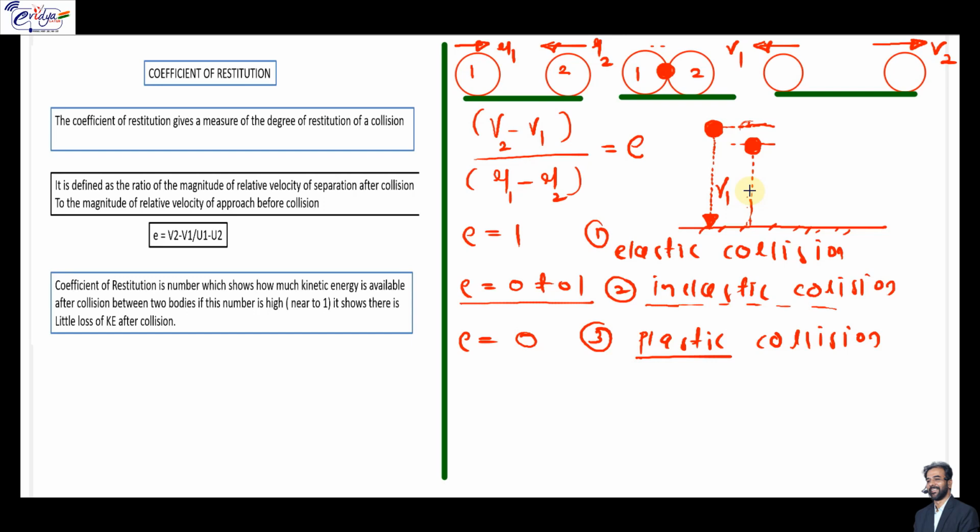And when this E is 0, then what happens? A plastic collision. There is no meaning of v1 and v2 there. The bodies lock together and move with common velocity. That is called a plastic collision. So in this way, this is the significance of coefficient of restitution. Using E equal to 1, E between 0 and 1, and E equal to 0, we can divide collision into three forms. Let us understand with some table also.